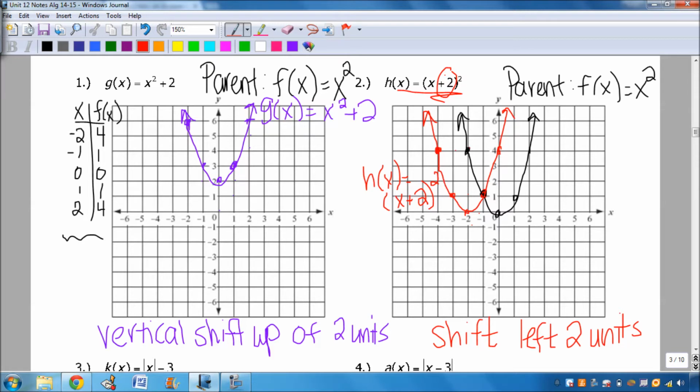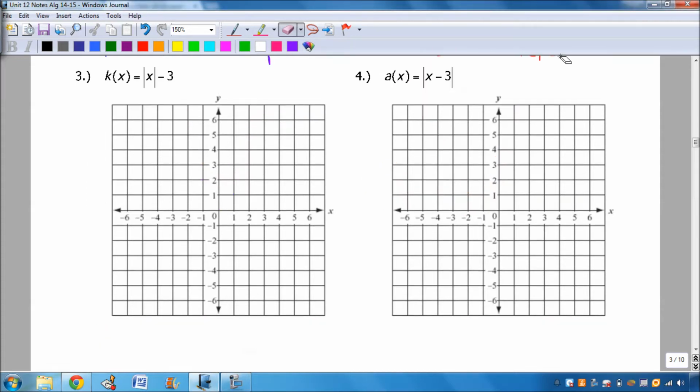Okay, and then I'm just going to erase my previous graph so that I have the actual graph that it asked me to graph out. Okay? All right, so now we're going to look at question number 3, and number 3 says that k of x is equal to the absolute value of x, and then I'm going to subtract 3 from that.